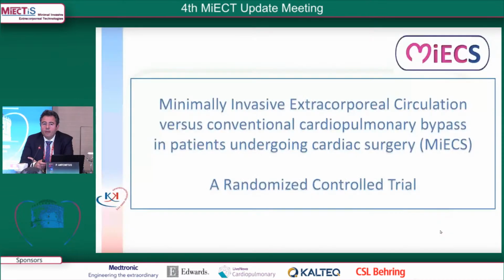And we have with us Polychronis Antonitsis, who is coordinating the study, and he will present the update on MiECT. Okay, thank you very much. I'm Polychronis Antonitsis, and also here is Kaylee Dombri, the research associate from Aristotle University of Thessaloniki, and we are responsible for coordinating the study from the administrative part. So, in very few words, a minimally invasive extracorporeal circulation study versus conventional CPB in patients undergoing cardiac surgery. This is MiECT.